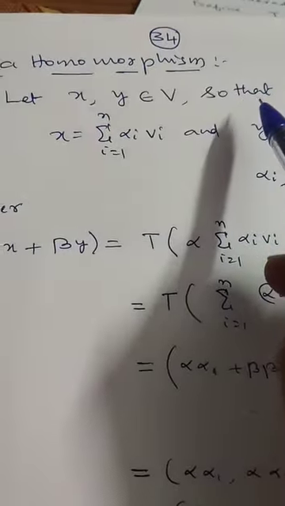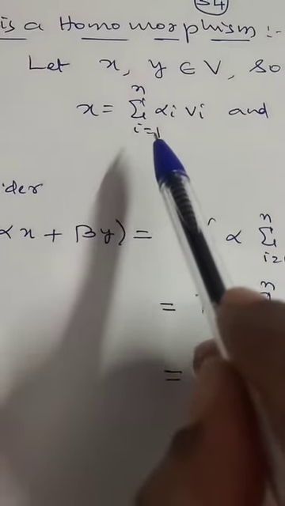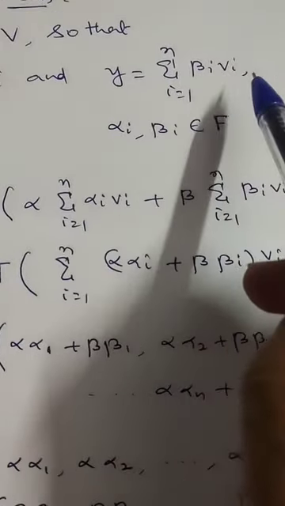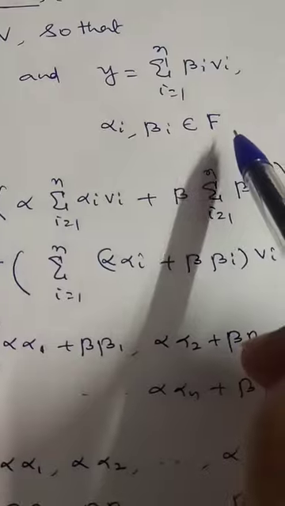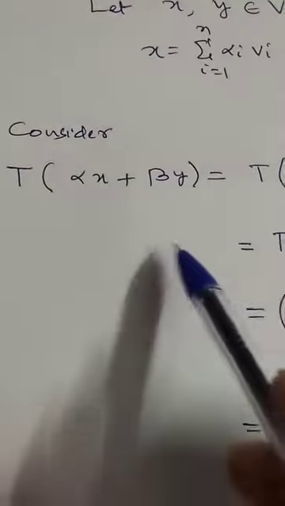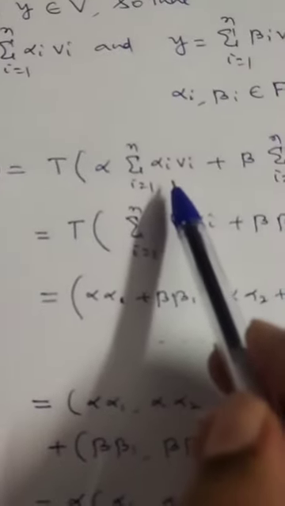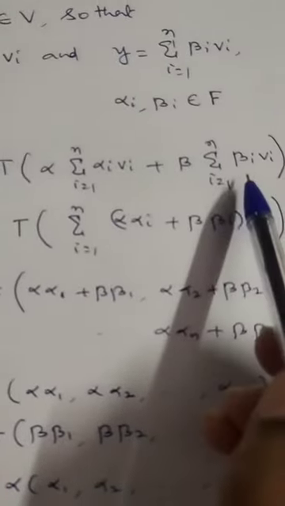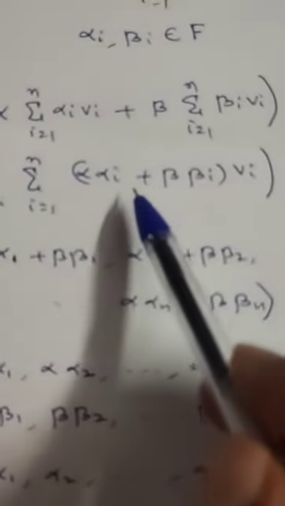If x and y are two elements of V, they can be written as summation i equal to 1 to n alpha i Vi, and y as summation i equal to 1 to n beta i Vi, where alpha and beta are elements of F. Now we consider T of alpha x plus beta y. So T of alpha x is this value, and beta into T of y is this value. So this is equal to T of summation i equal to 1 to n, and I'll write the above term as alpha into alpha i plus beta into beta i, into Vi.